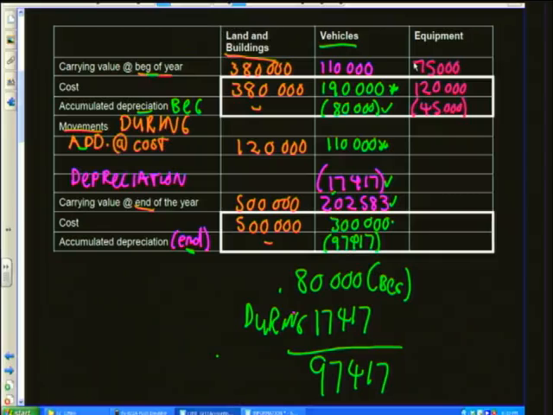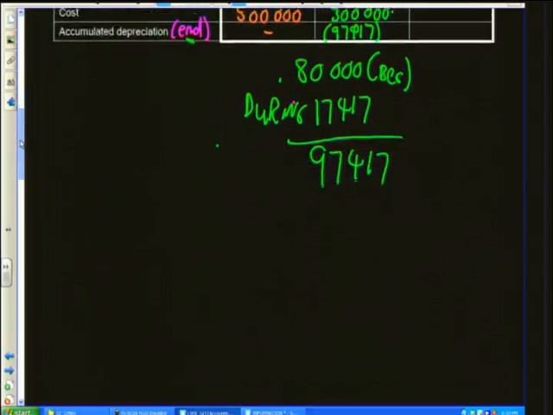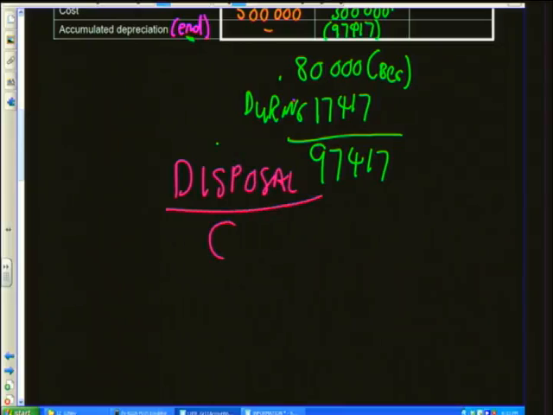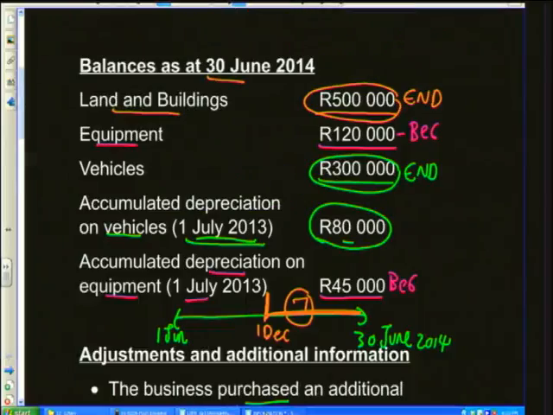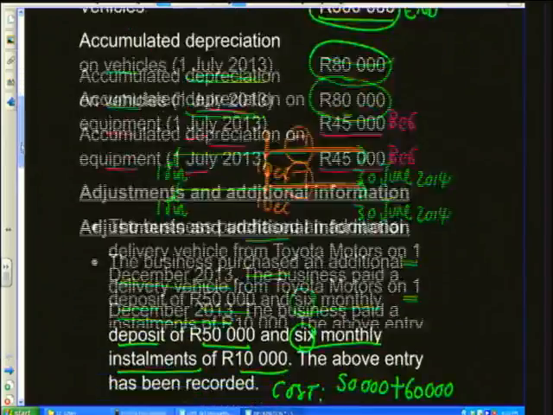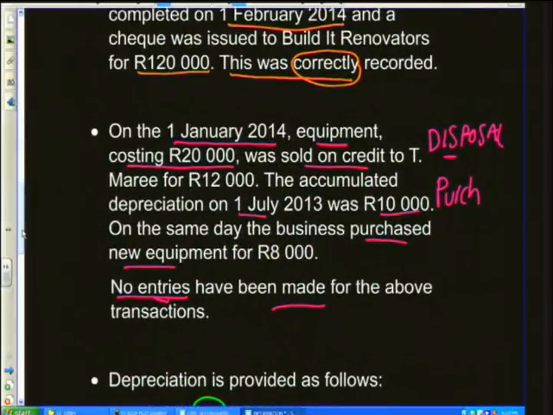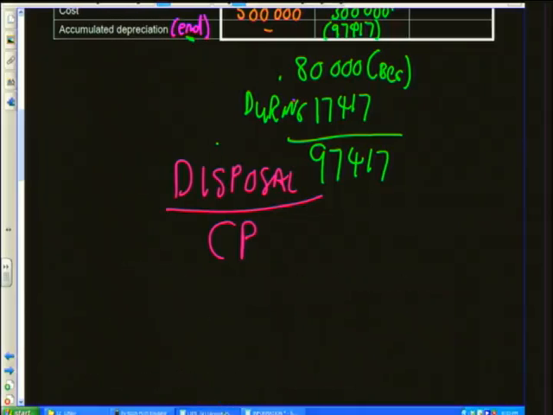Right, we're now looking at our movements, and I have chosen to start with disposals. So let's now look at what happened during the year in terms of our asset disposal. Whenever we're working with a disposal, guys, remember, we need the cost price of the asset that was sold. So let's go to our information and let's pick that up. The cost price of this equipment that we sold, there we go. On the 1st of January, equipment costing 20,000 Rand was sold. So that's my cost price. So let's take that through. Okay, so my cost price is an amount of 20,000.